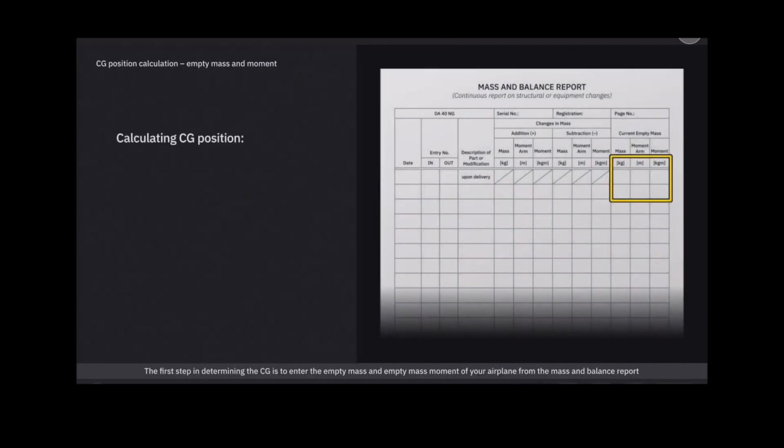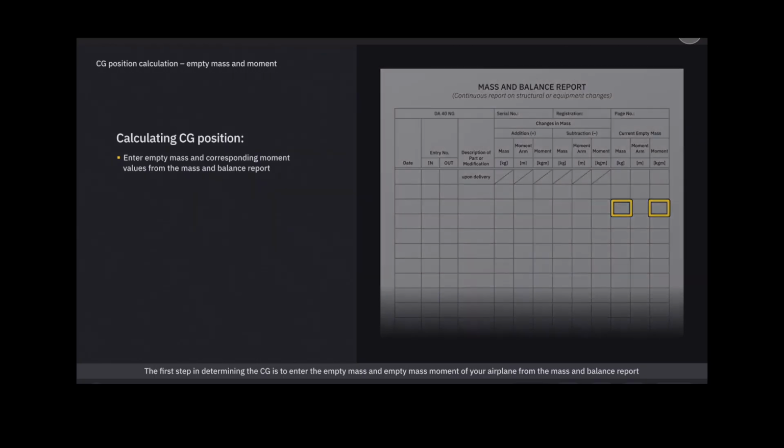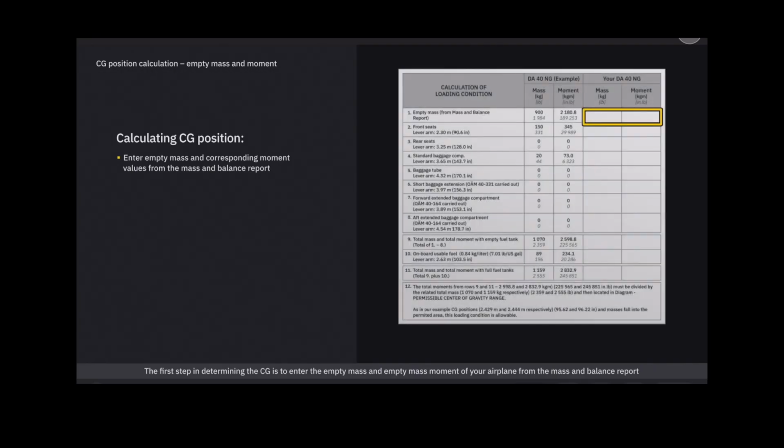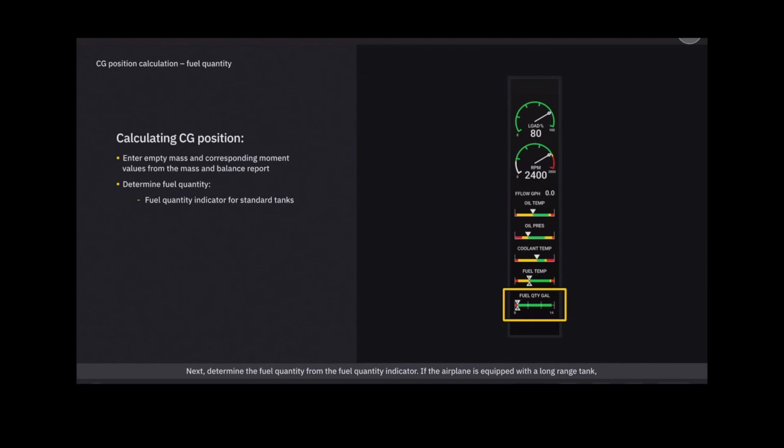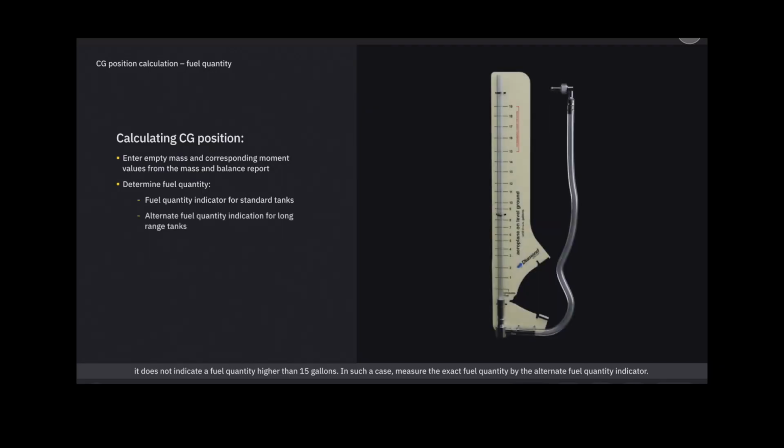The first step in determining the CG is to enter the empty mass and empty mass moment of your airplane from the mass and balance report, here in the calculation of loading condition table, in the appropriate boxes. Next, determine the fuel quantity from the fuel quantity indicator. If the airplane is equipped with a long-range tank, it does not indicate a fuel quantity higher than 15 gallons. In such a case, measure the exact fuel quantity by the alternate fuel quantity indicator.